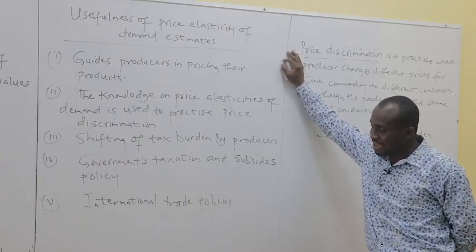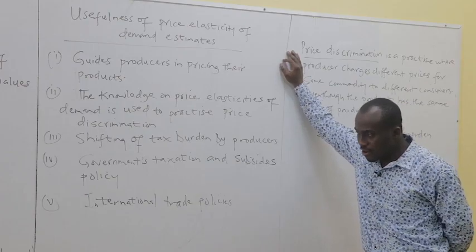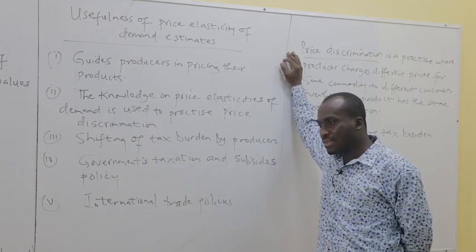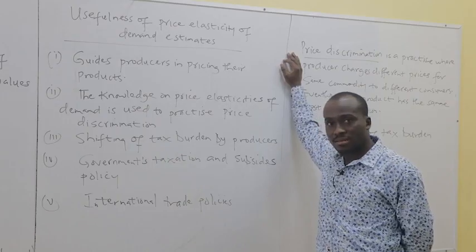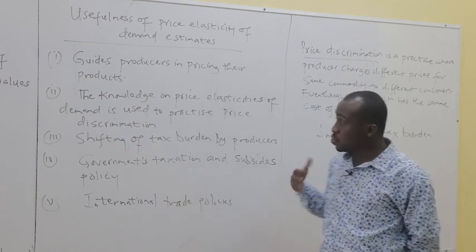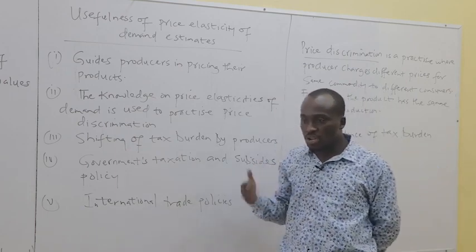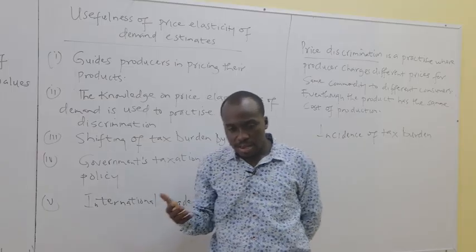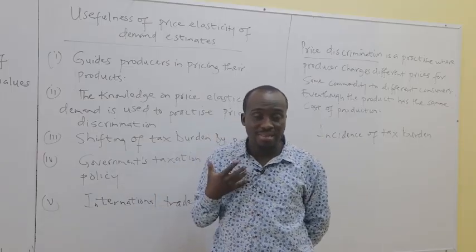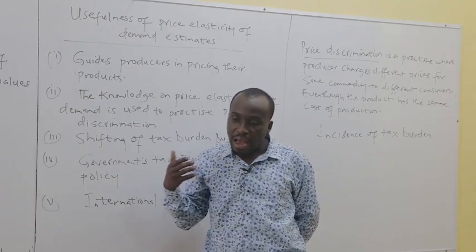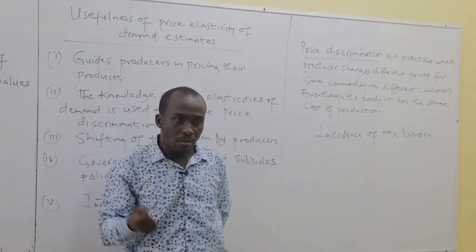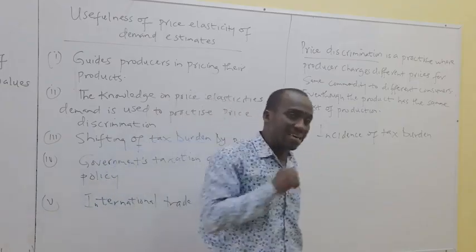IV, government taxation and subsidies. In the area of government too, it's very good. Government decides on taxes. If I want to impose taxes and give subsidies, on which commodity should I impose more taxes? If I impose more taxes on goods that are inelastic, they will still buy, and I'll make my tax revenue. So let me impose more taxes on goods that are inelastic. Impose less taxes on goods that are elastic.